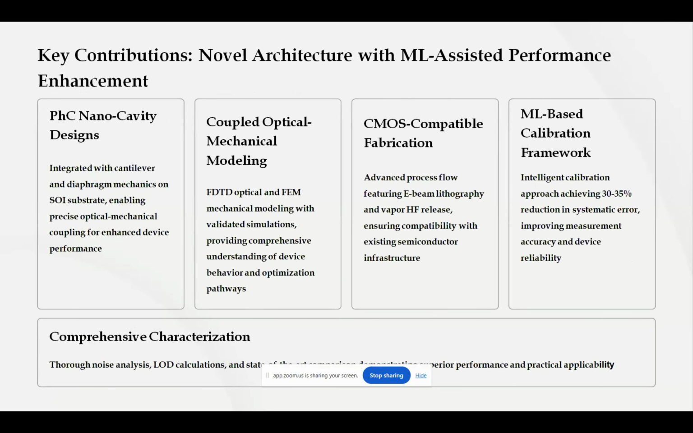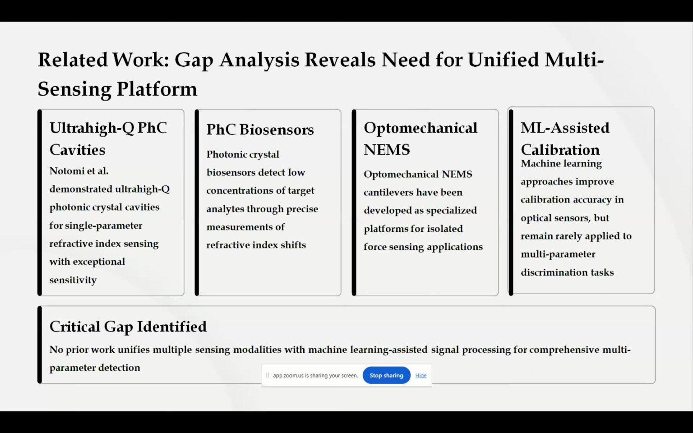And in the key contributions, this work proposes a novel nanocavity design integrated with mechanical structures, and it combines optical and mechanical modeling and introduces machine learning to improve the accuracy of the work. And in this, photonic crystal nanocavity designs, coupled optical mechanical modeling, and machine learning based calibration framework, comprehensive characterizations. In the related work, we find the gap analysis. That is, previous work focuses on single parameter sensing. However, no work combines multi-parameter sensing with machine learning, which is the key contribution of this work.